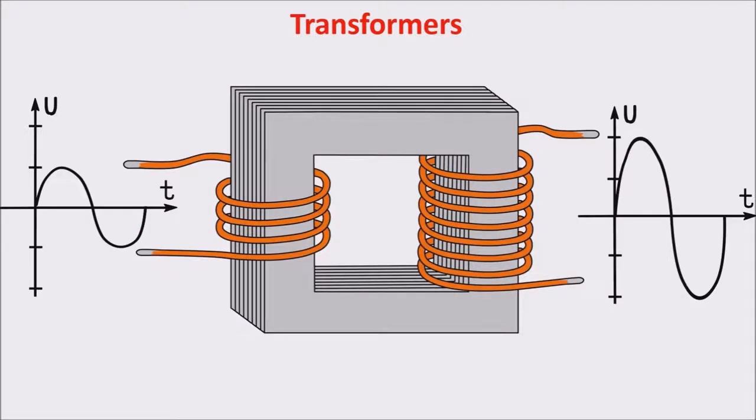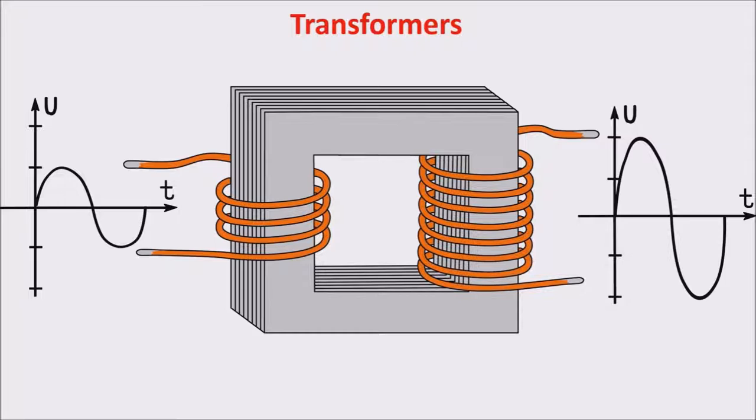Here an example of step-up transformer, because as you can see, the number of turns of the secondary coil is higher than that of the primary coil. As you can see, the voltage is alternating. Without alternating voltage, we would have no flux variation and no EMF induced on the secondary coil. So the transformer works only with alternating current.